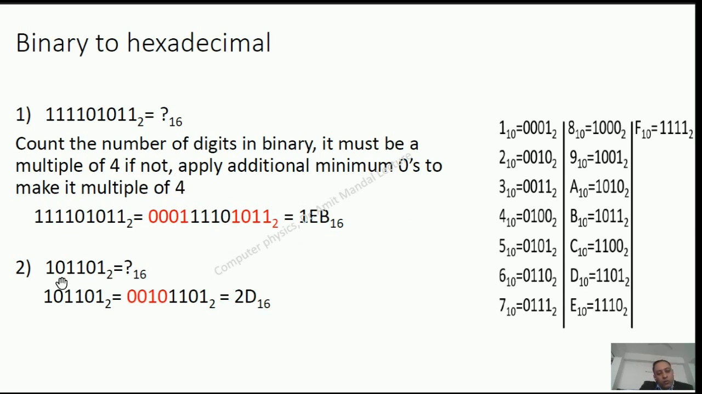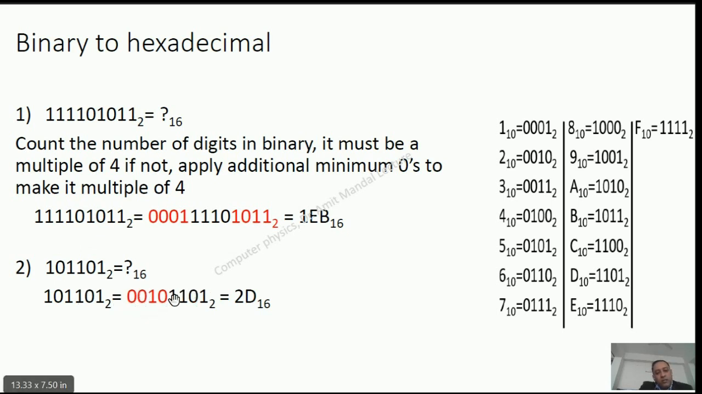Similarly, one more number, 101101. Again, the number of digits is 6: 1, 2, 3, 4, 5, 6. So it is not a multiple of 4. So we can add a minimum of two zeros toward the left hand side, so that the digits will be 8 and it will become a multiple of 4. So I have applied those. So this number equals 00101101. The value remains the same, just zeros are applied.